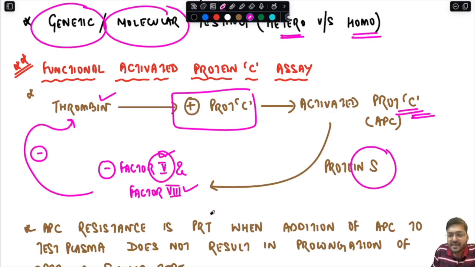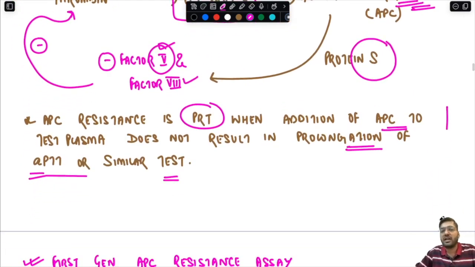So, APC resistance is present when addition of APC to test plasma does not result in prolongation of APTT or a similar test. What is the basic rationale behind this particular testing? Whenever APC resistance is there, even after addition of the activated protein C to the test plasma, the clotting time, the APTT or partial thromboplastin time, is not prolonged.